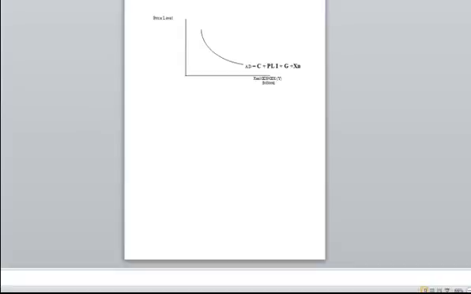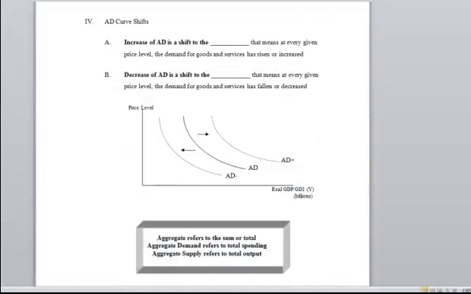Now I'm going to be switching back and forth from materials that I use in the classroom that are in a Word document and PowerPoint. But again, remember, aggregate demand is the sum of consumption, investment, government spending, and net exports. An increase obviously means a shift to the right, and that means at every given price level, the demand for goods and services, or GDP, has increased. A decrease is a shift to the left. Remember, a rightward shift is always an increase, a leftward shift is always a decrease.